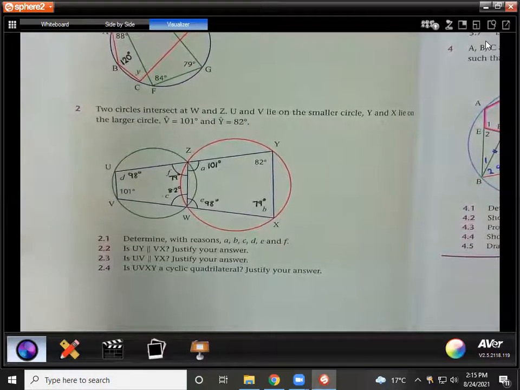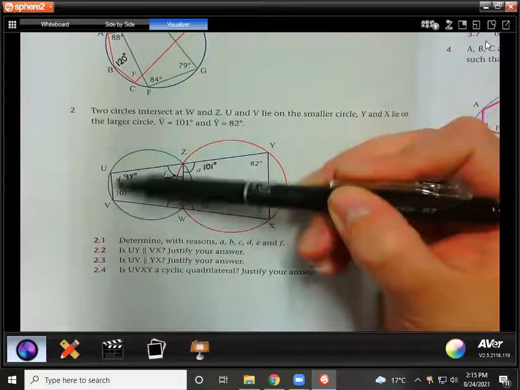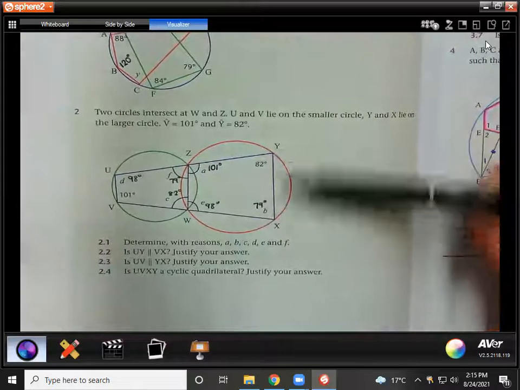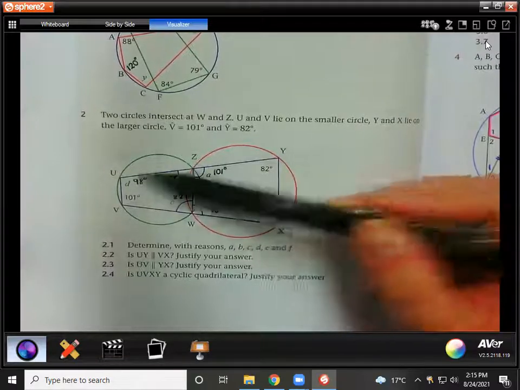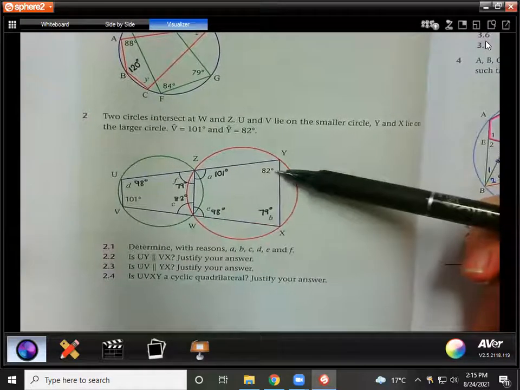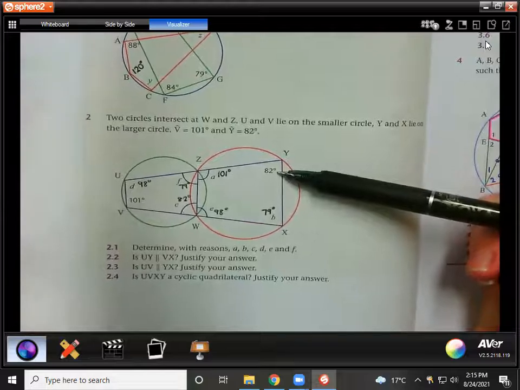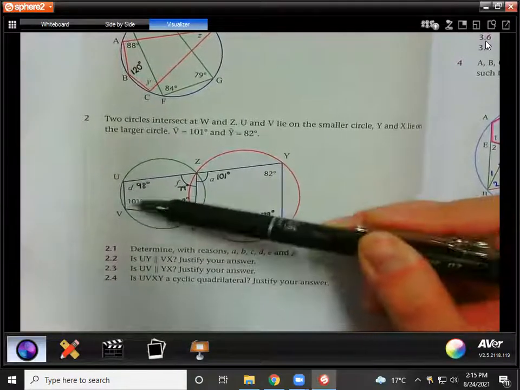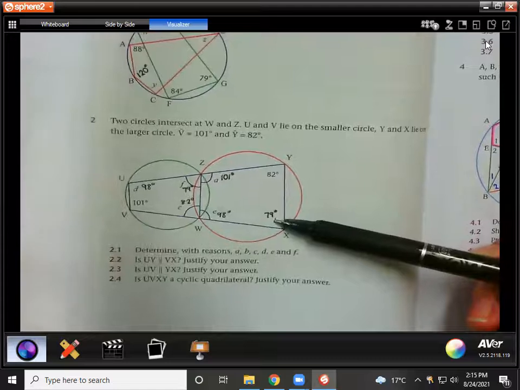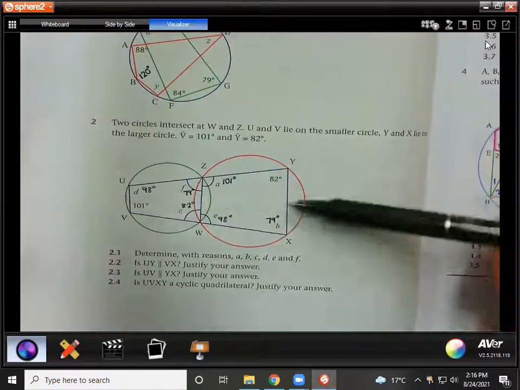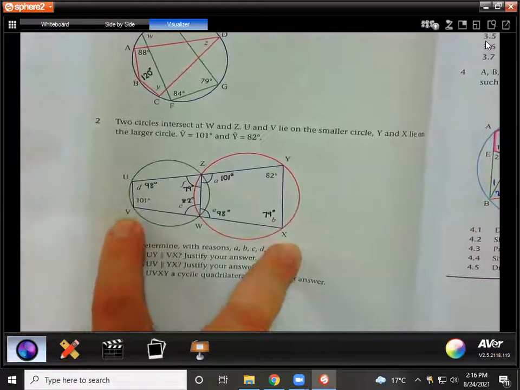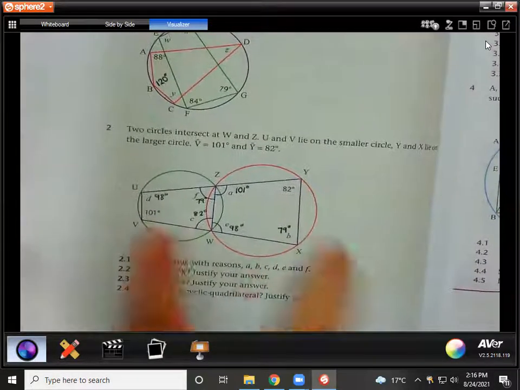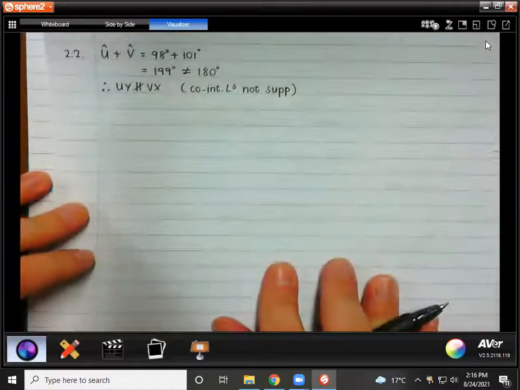Okay, next one is UV, which is this line, parallel to YX. Now, if we're looking at these top two angles, what is 98 plus 82? That is 180, right? And the bottom ones, the same thing happens: 101 plus 79 is also 180 degrees. So these co-interior angles add up to 180 degrees, so these two lines will be parallel. I'm going to work with V and X, but you could also work with U and Y. It doesn't really matter. So that was 2.3.